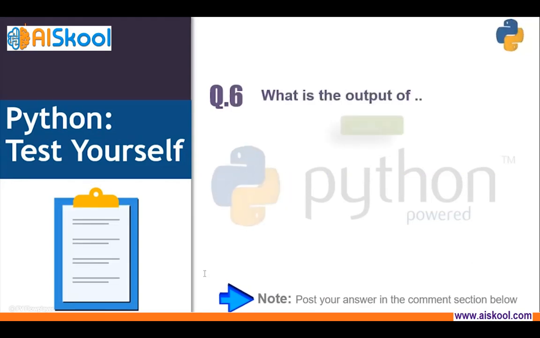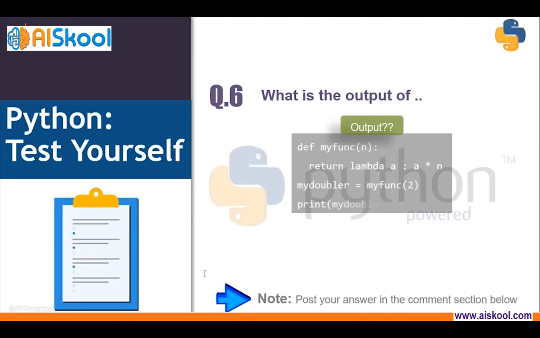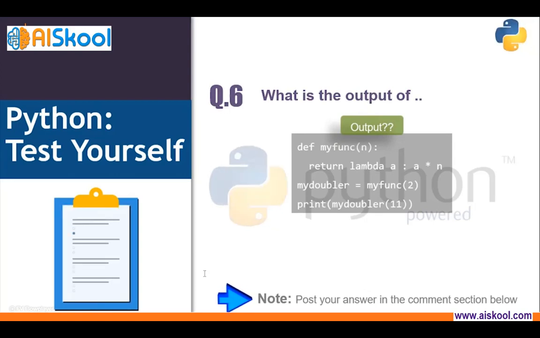Next quiz is, what is the output of def my function n, return lambda a into n, my doubler equals my function 2, print my doubler 11? Very simple, we just discussed it. So just post your answer in the comment section below.